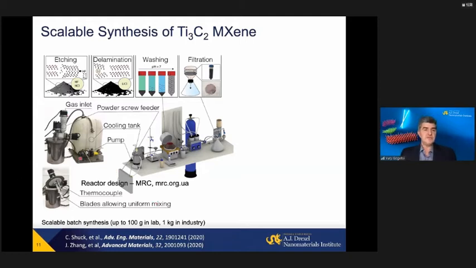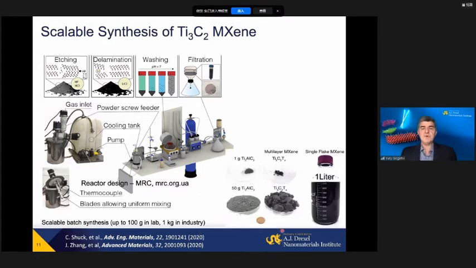This is a reactor which was designed by the Materials Research Center in Ukraine for us. We have a couple of reactors of different volumes. We can make up to 100 grams per batch. In industry, there are reactors already capable of making a kilogram per batch. Fundamentally, it should be possible to make a ton of material per single run in a reactor.